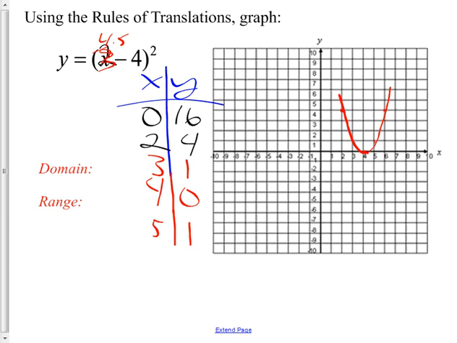Domain goes this way. If I extended this graph forever, how far would it go to the left? This is domain. Negative infinity. So its domain is negative infinity until infinity on the right.